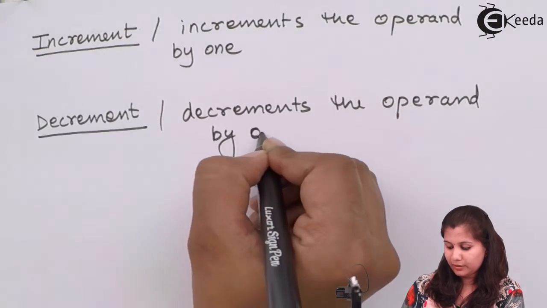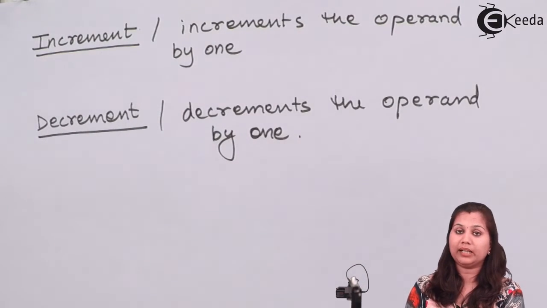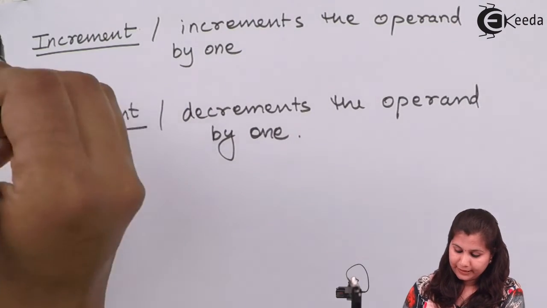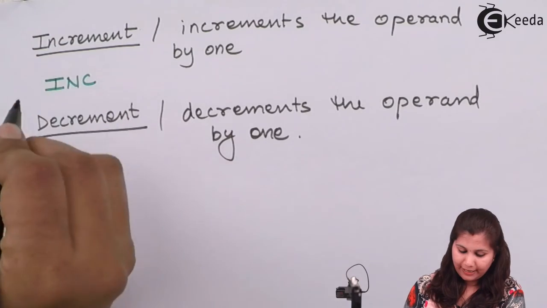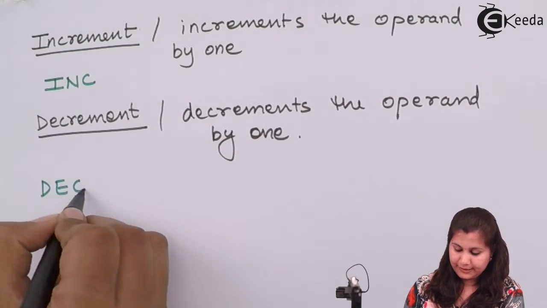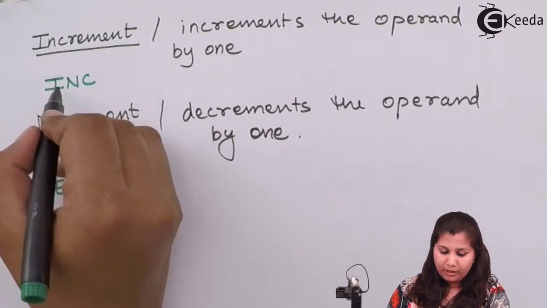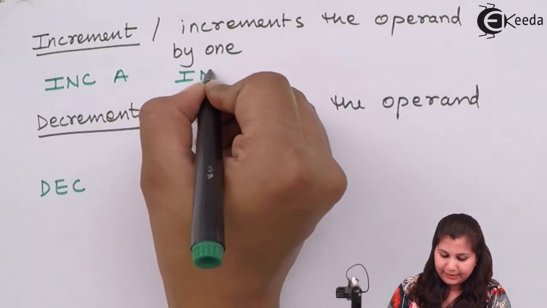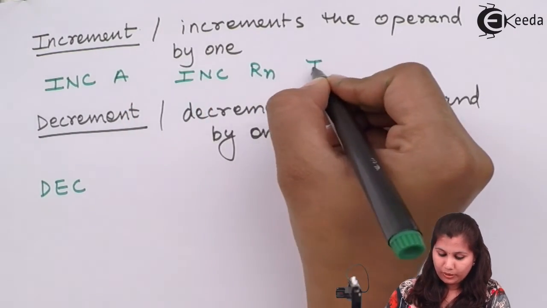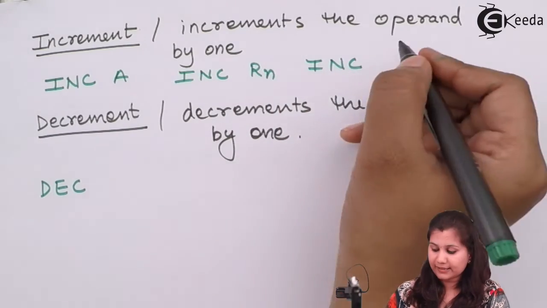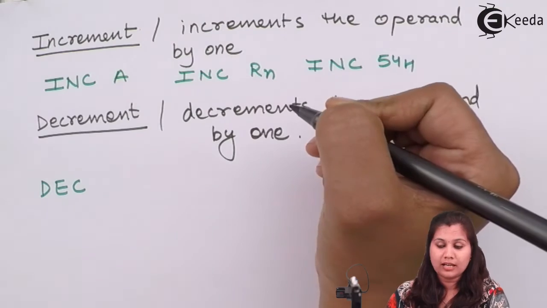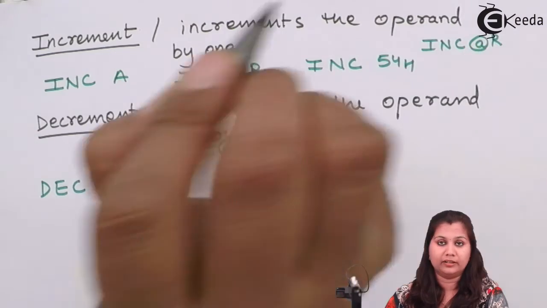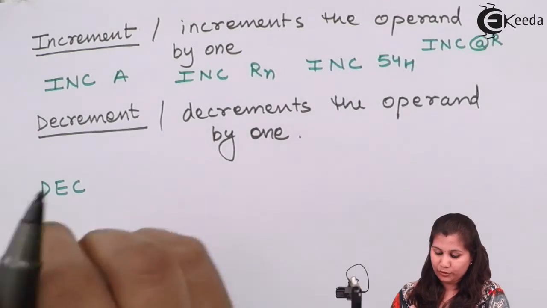Now this operand can be the accumulator, a register, a direct memory, or an indirect memory. For examples, for increment we use the mnemonic INC, and for decrement we use DEC. Increment can be INC A, or INC with any register, or INC with a direct address like 54H, or it can be indirect like INC with the register here. Indirect addressing can also be there.